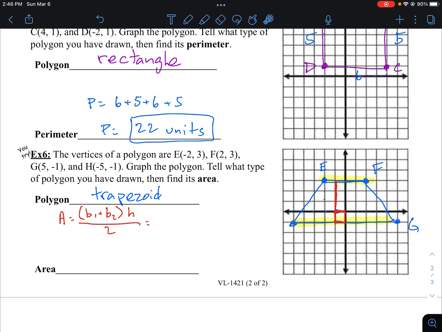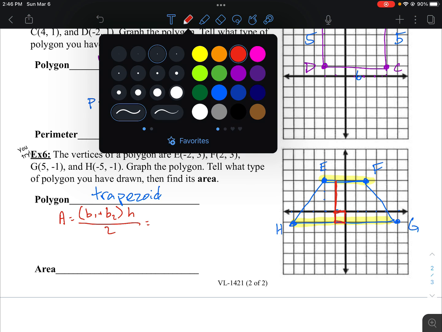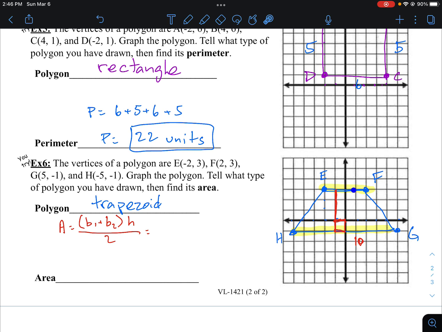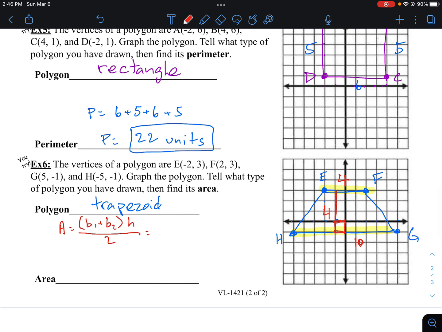Okay, so let's count the base. Start right here. Let's go 1, 2. Oh, I forgot to put the little label, that is point H. Always a good idea to do that. Anyways, the base: 1, 2, 3, 4, 5, 6, 7, 8, 9, 10. 10. Let's look at base 2, the one at the top. 1, 2, 3, 4. That is 4, and the height is, start at the bottom, 1, 2, 3, 4. The height is also 4.